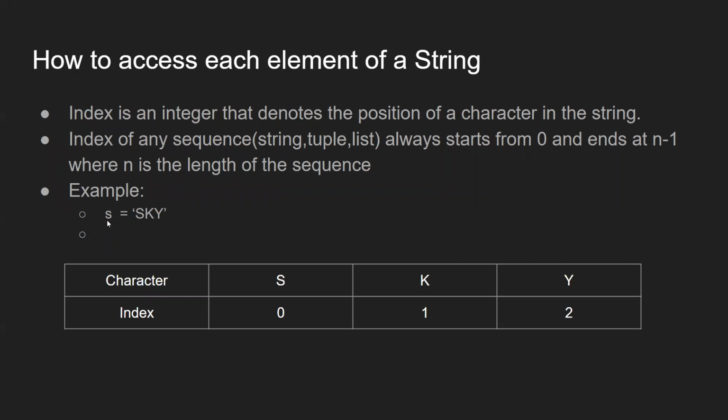In my example, I have taken s is equal to sky. So the length of this string is 3. There are 3 characters, so index will be 0, 1, and 2. As I mentioned, index always starts with 0 and it ends with len minus 1, that is 3 minus 1 is equal to 2. So at the index 0, you will have character s. At the index 1, you will have character k. And at the index 2, you will have character y.